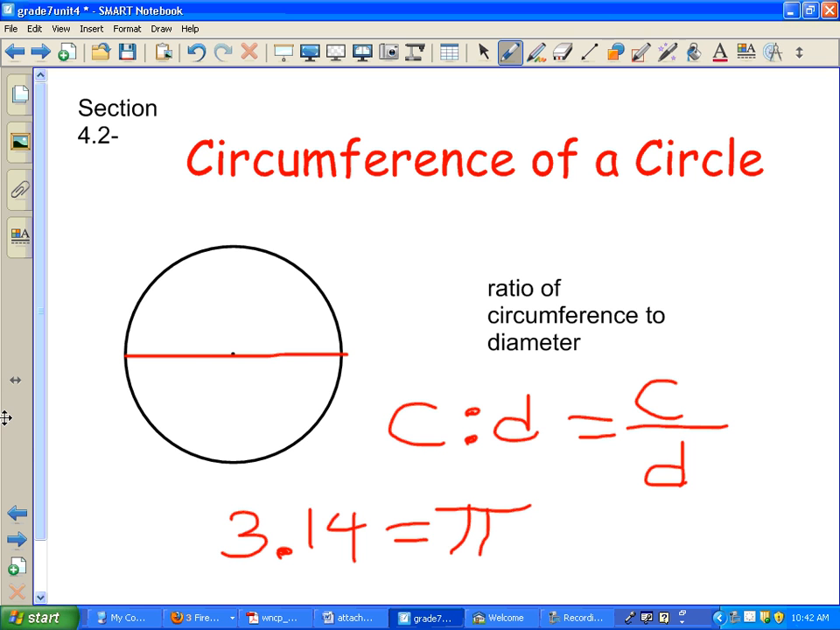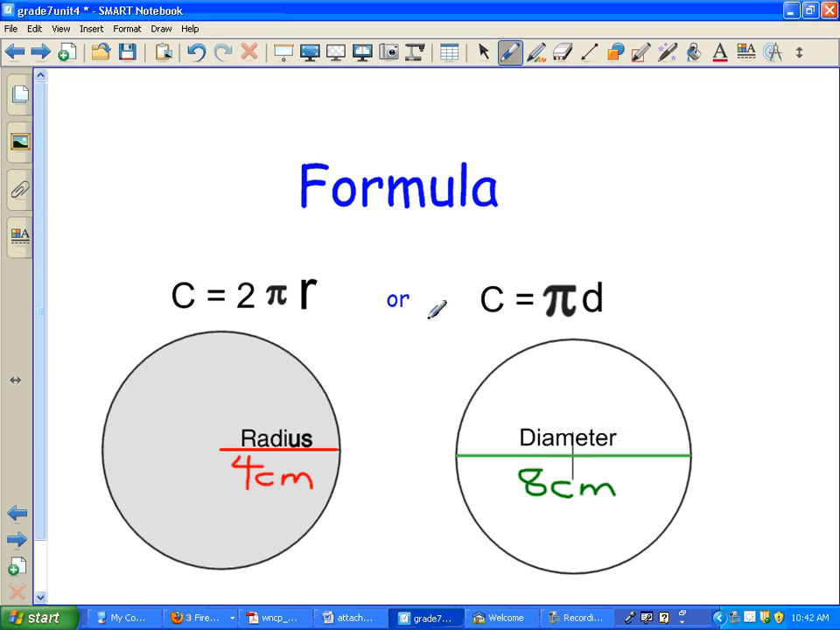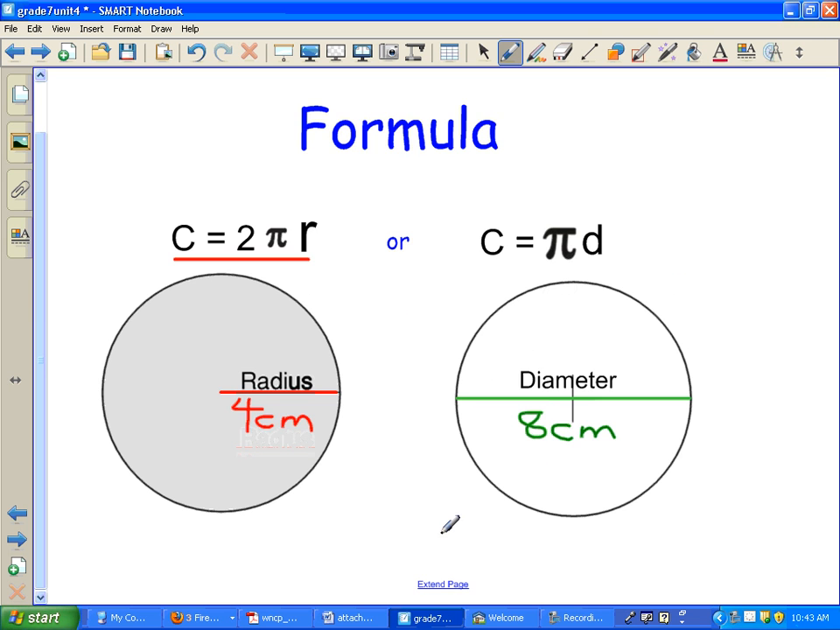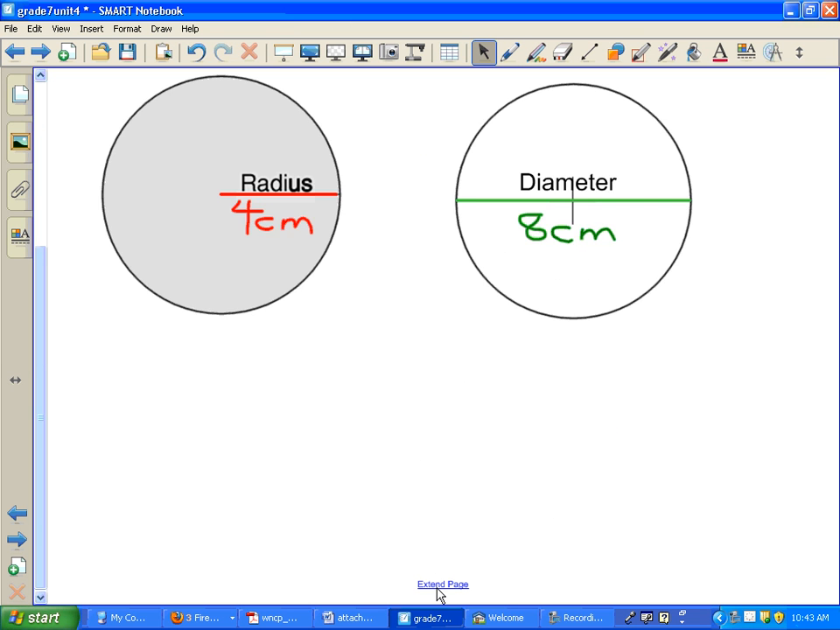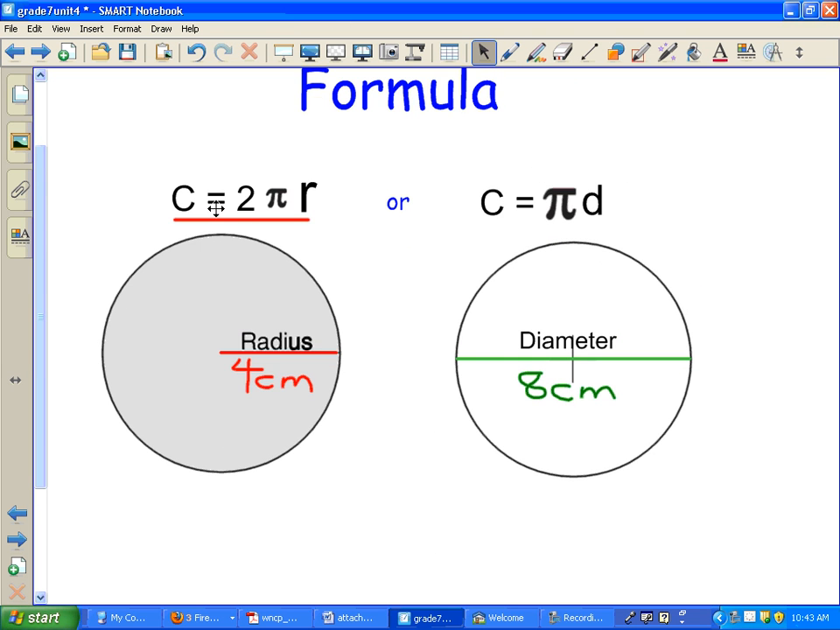So I can calculate now what the circumference is for any circle using this wonderful formula. Okay? So the circumference of a circle can be found by taking 2 times this pi number and then multiplying it by the radius. Now, if I'm not given the radius, let's say I'm given the diameter, I don't have to double the radius. I just go pi times the diameter. Okay? So that's one way to calculate the circumference of any problem we have.